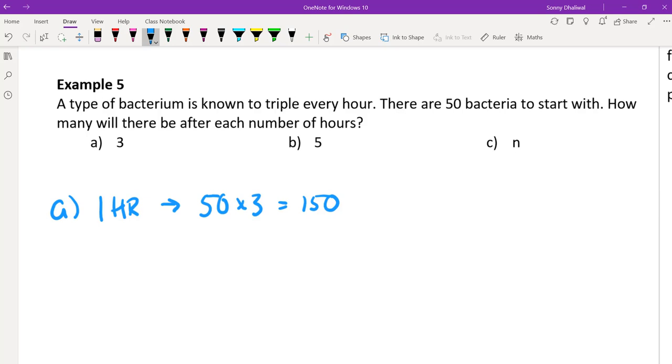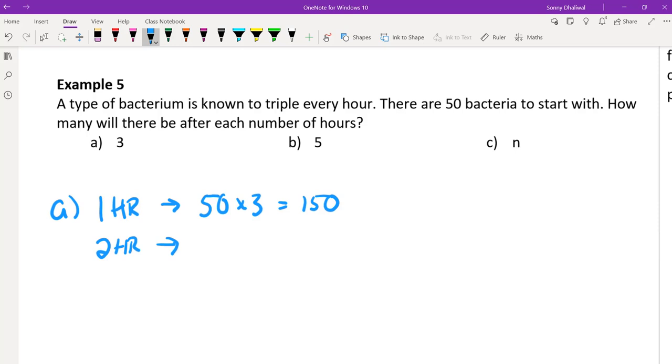How many would we have after 2 hours? 2 hours from time 0. So another hour has gone by. After 1 hour has gone by, we got 150. How many do we have after the second hour? 450. We triple it, right? Every hour, it increases by 3. So we go 150 times 3, right?